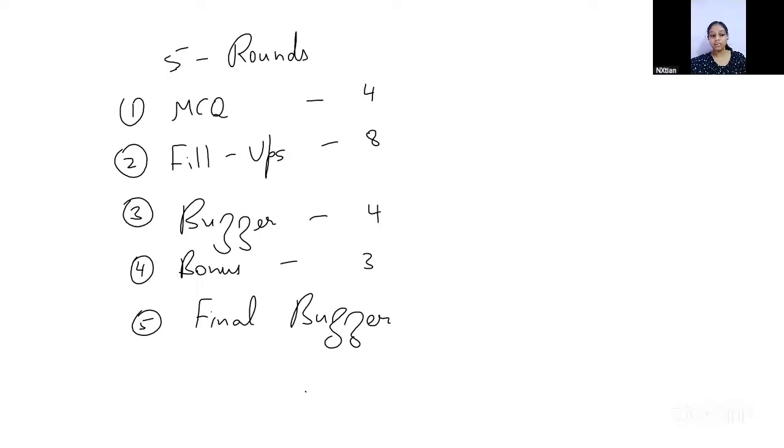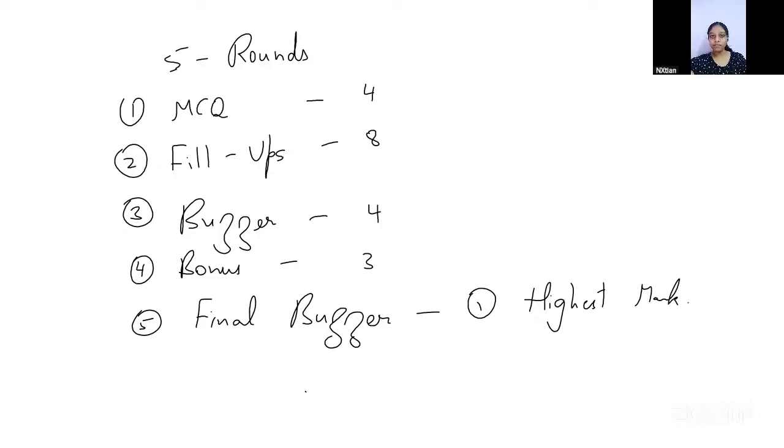Who gets to do the bonus? The people leading in second place, third place and fourth place. Those 3 people will get to answer in the bonus. The person with the highest score after the buzzer round will not get the chance to answer in the bonus. For the final buzzer round, I'm keeping 1 question only, so this will be the highest mark question, maybe a 4 mark or 3 mark question.